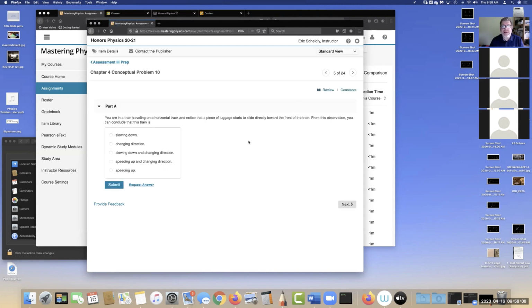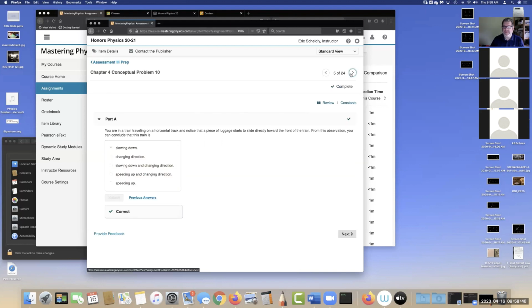You're in a train traveling on a horizontal track and notice a piece of luggage starts to slide directly toward the front of the train. From this observation, you can conclude that the train is slowing down. I think we've all had this experience in everyday life, so my hope would be that everybody would get this question right. The suitcase has inertia. And once the suitcase gets going, it wants to keep going. When the train begins to stop, the suitcase keeps going. And so the suitcase goes toward the front of the train according to Newton's first law, the law of inertia. Great.